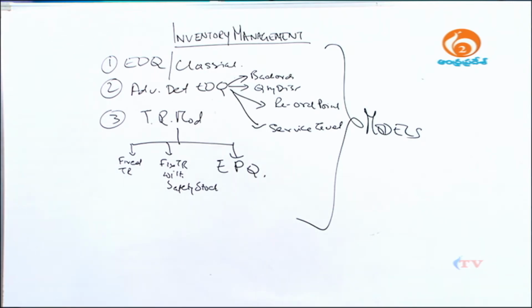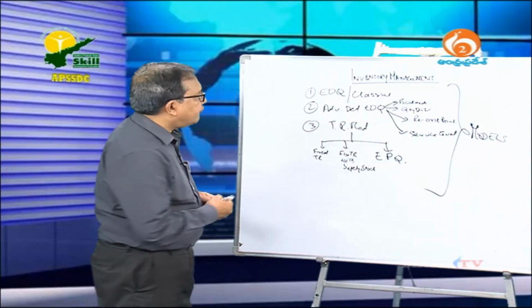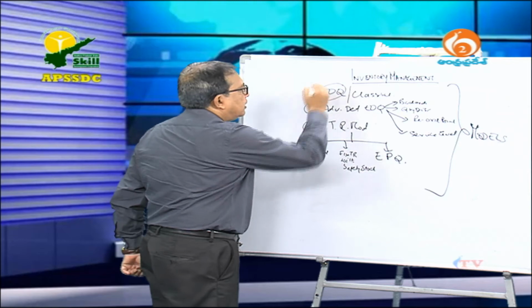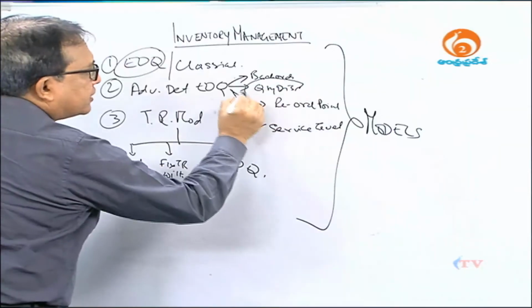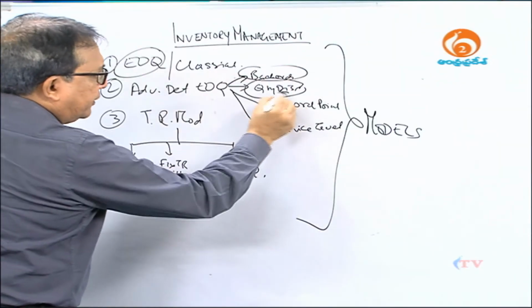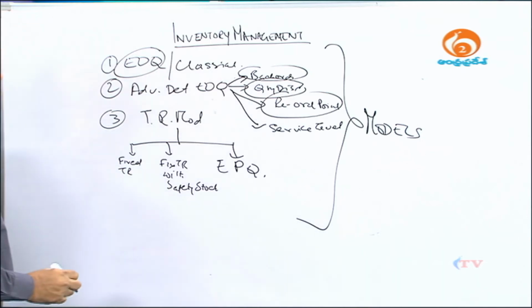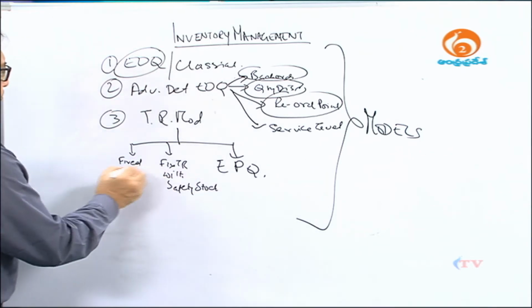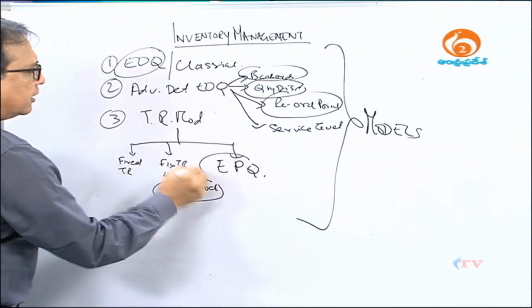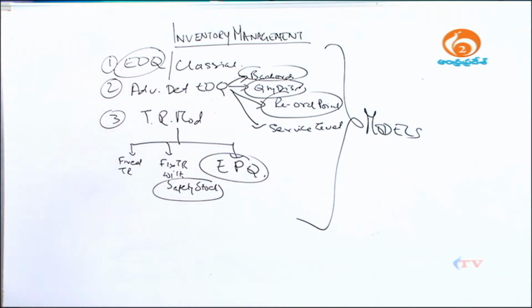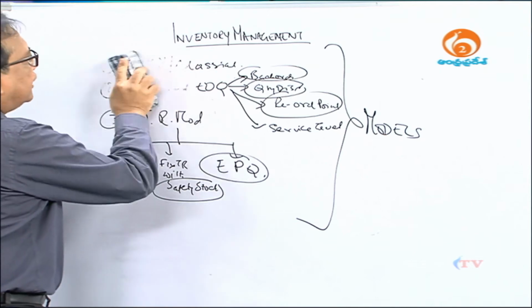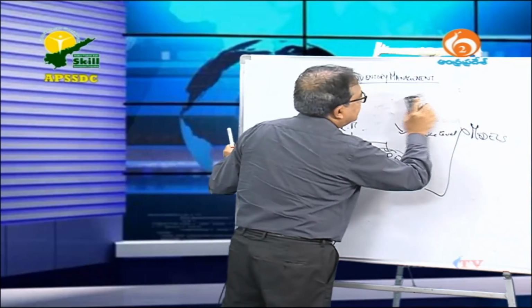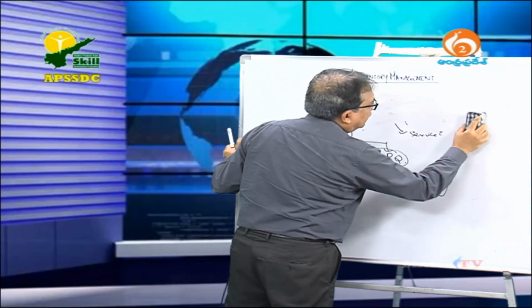You have all the study materials which give you the details of all the models, and it is important for you to study the EOQ model, quantity discount, back ordering, reorder point, and then safety stock, EPQ. Today we are going to discuss in detail the EOQ model, that is the economic order quantity.